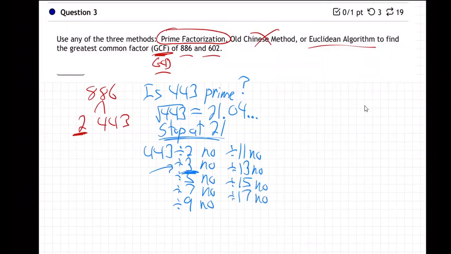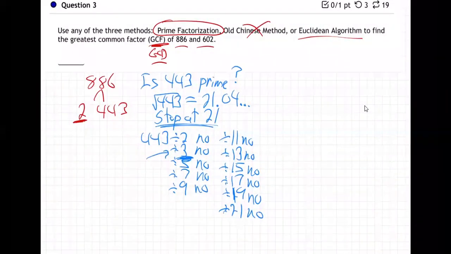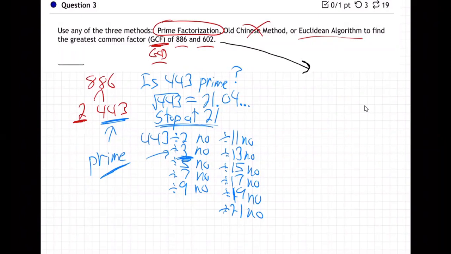Divide by 17, it's a no. Divide by 19, it's a no. And divide by 21, which I really don't even need to check because 21 is 3 times 7. We've already checked 3, but go ahead if you want to. And it's a no. Yeah, so 443 is prime. That's a prime number. So that's weird. So 886 just breaks down to 2 times 443. What a strange number.